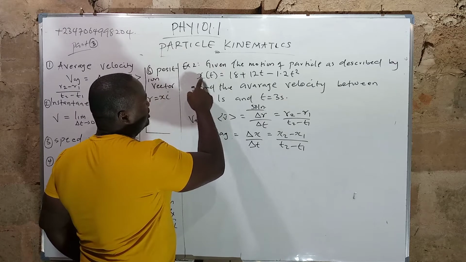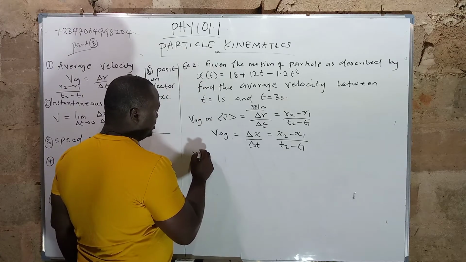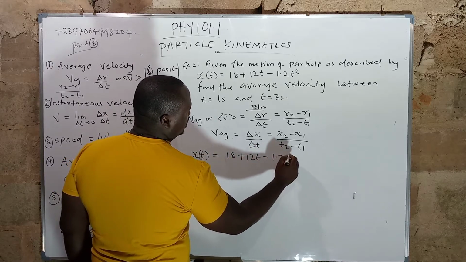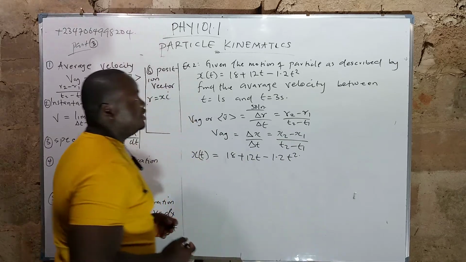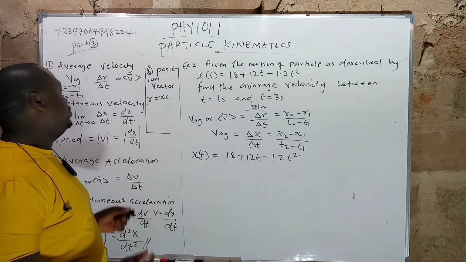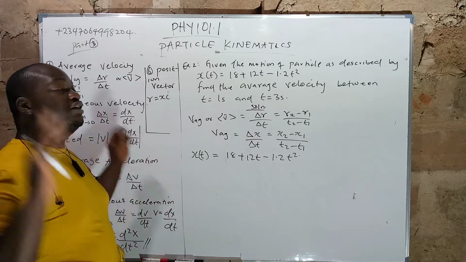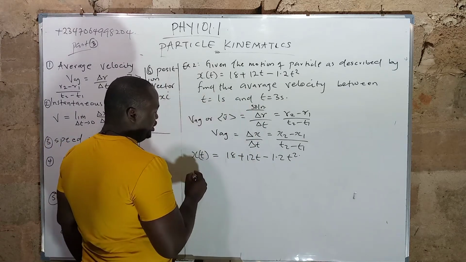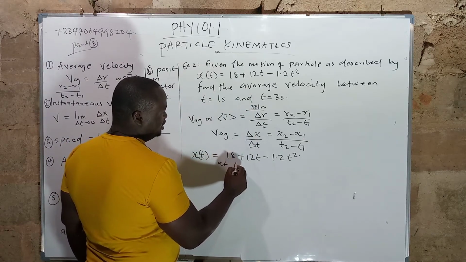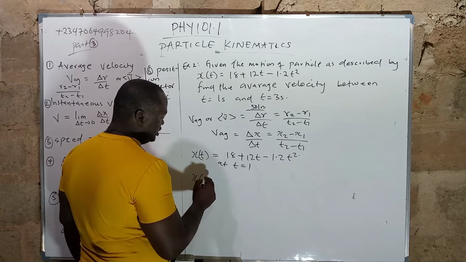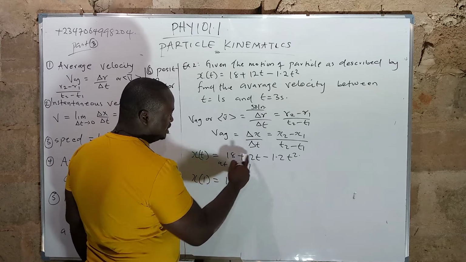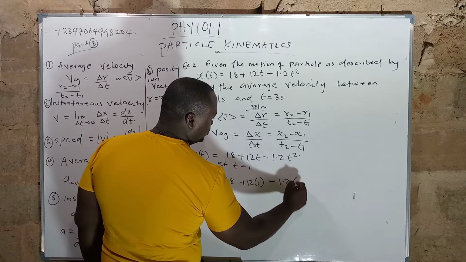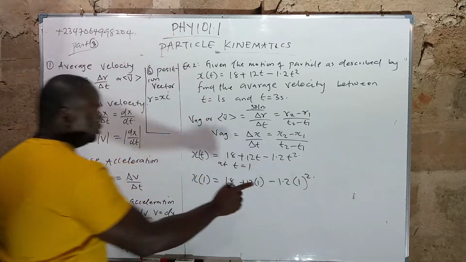Now, look at our displacement at time t, which is equal to 18 plus 12t minus 1.2t squared. And remember I said whenever they're talking about average, we do not differentiate. We only differentiate whenever you hear instantaneous. So here there's no differentiation. Just put first t equals 1. So this is your x at t equals 1. Wherever you see t, you put 1: 18 plus 12 times 1 minus 1.2 times 1 raised to the power of 2. So punch it in your calculator.